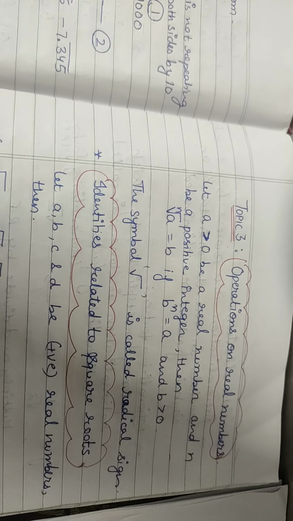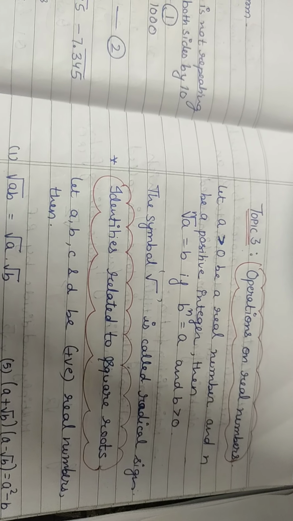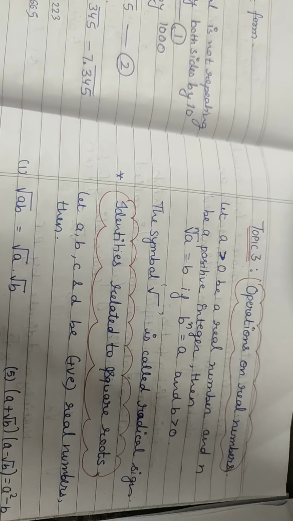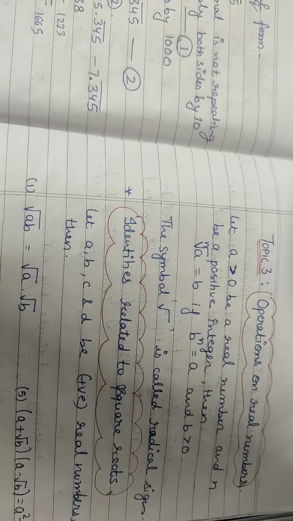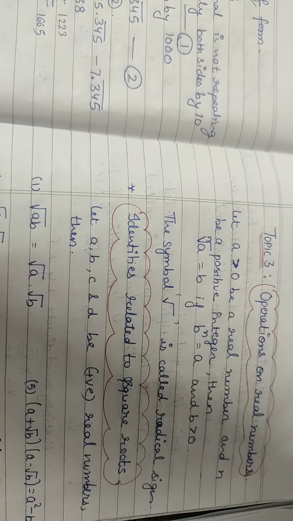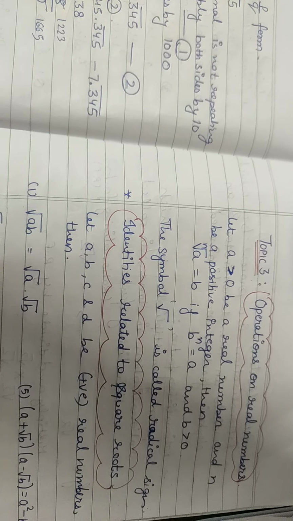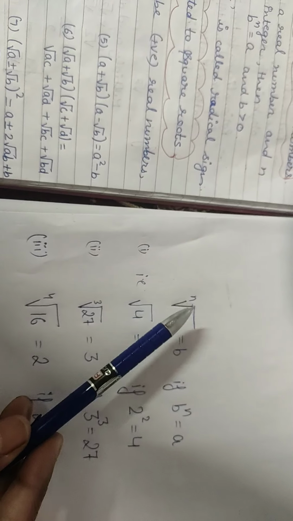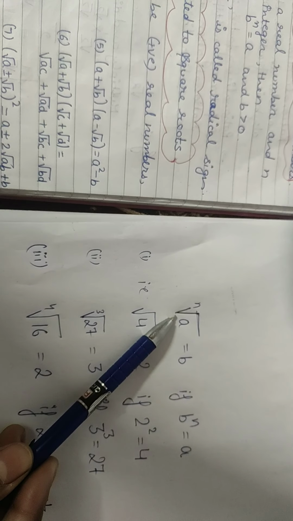Let a greater than 0 be a real number and n be a positive integer, then the nth root of a is equal to b if b raised to the power n is equal to a and b is greater than 0, and the symbol represents the radical sign. So on the basis of this, first you see some examples. Here n is the nth root and the symbol represents the radical sign.